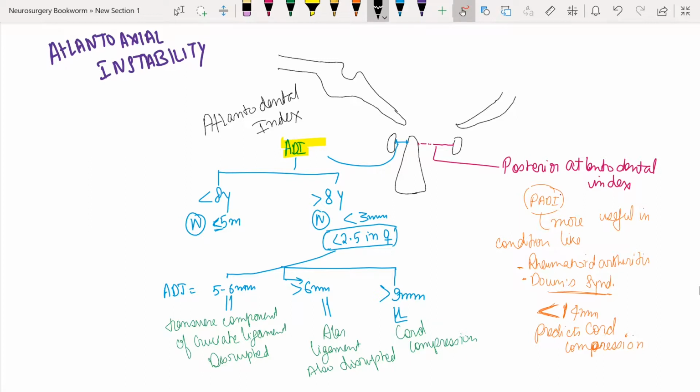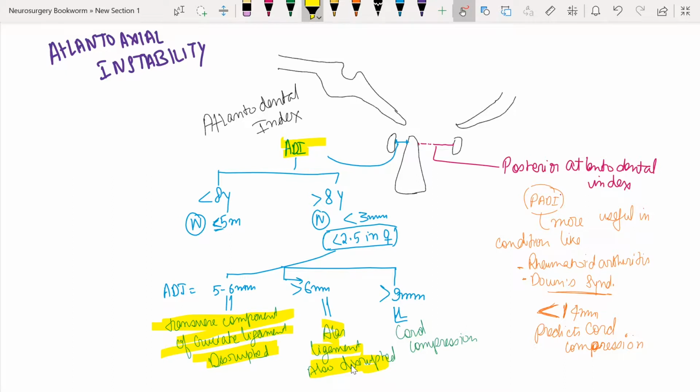For the Atlanto-dental index, if the value is between 5 to 6 millimeters in a patient above 8 years of age, then it means that the transverse component of the cruciate ligament is disrupted. If the value is more than 6 millimeters, then the alar ligament is also disrupted along with the transverse component of the cruciate ligament. And if the value is more than 9 millimeters, then there is most likely cord compression.